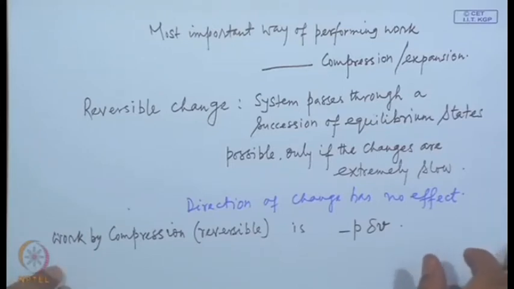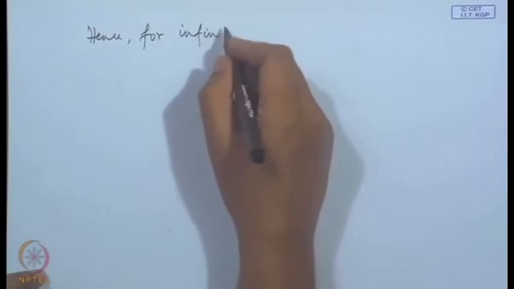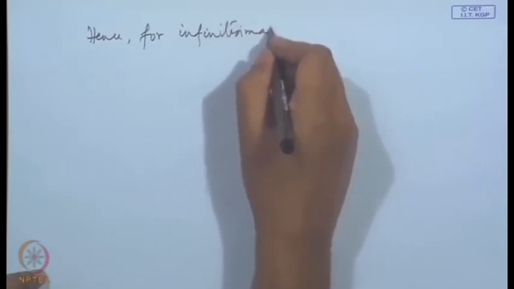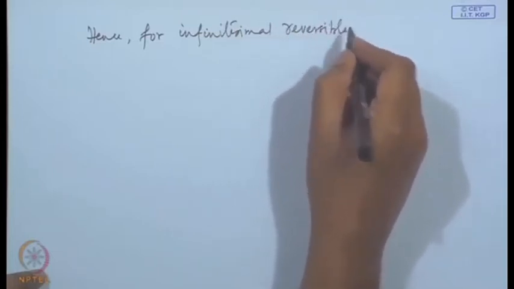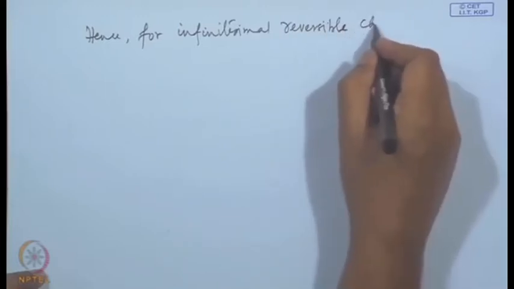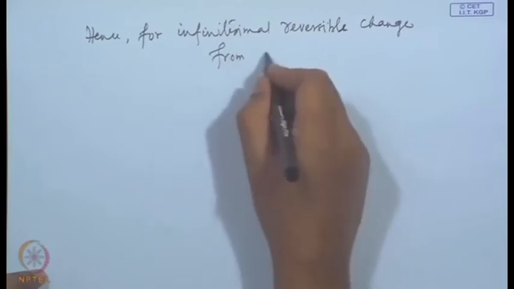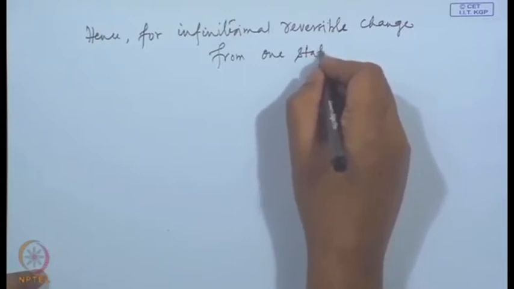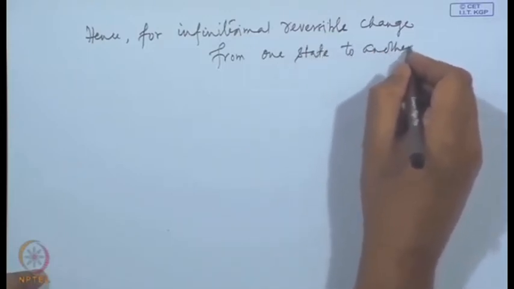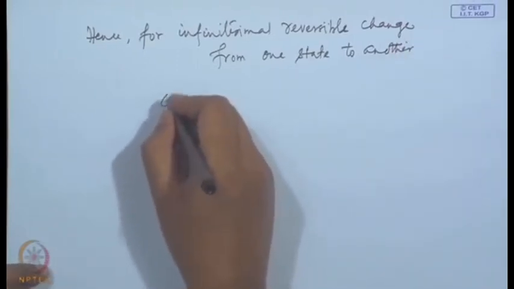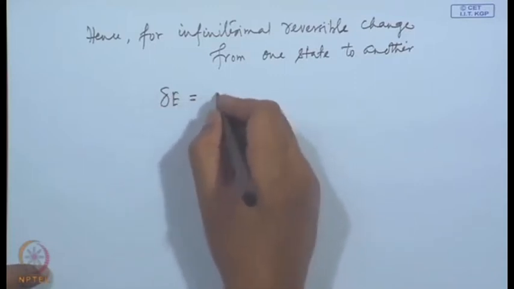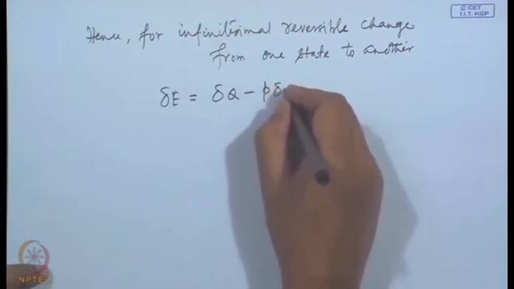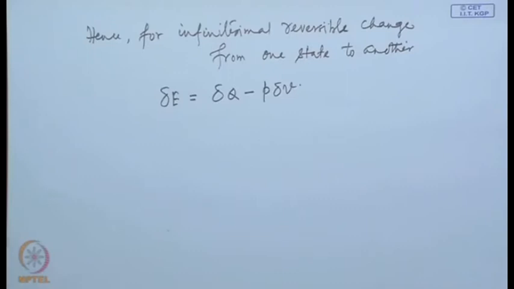So, hence for an infinitesimal reversible change from one state to another, the first law of thermodynamics now becomes delta E equal to delta Q minus P delta V, or of course, we can write it in differential form.